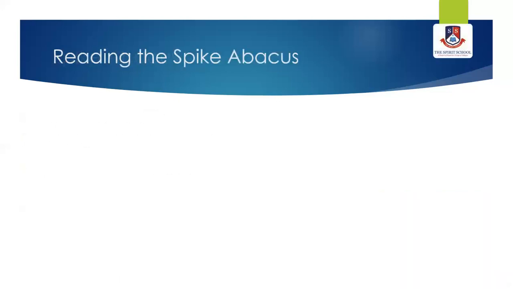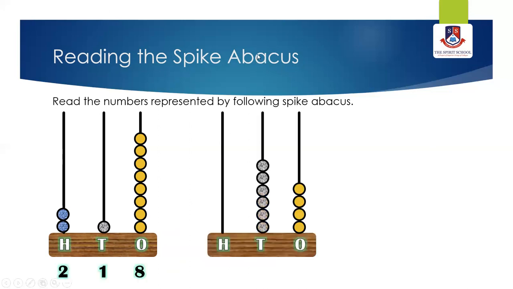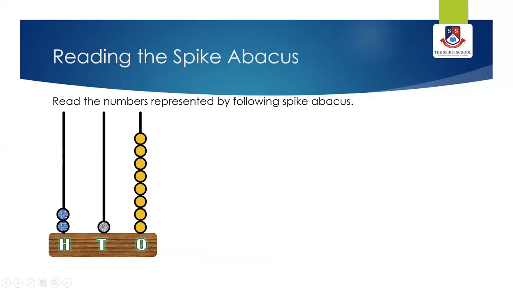Now let us learn how to read the numbers using the spike abacus. So here I am showing you a spike abacus. Each spike abacus will be having a certain number of beads, and from counting the beads, we will form the number represented by that spike abacus. So here we are initiating. Here we are having some beads at the ones place. Here we are having some beads at the tens place, and here are a few beads in the hundreds place. So firstly, let us determine the number place by place. So firstly, let us count these beads. Here I'm going to count these beads.